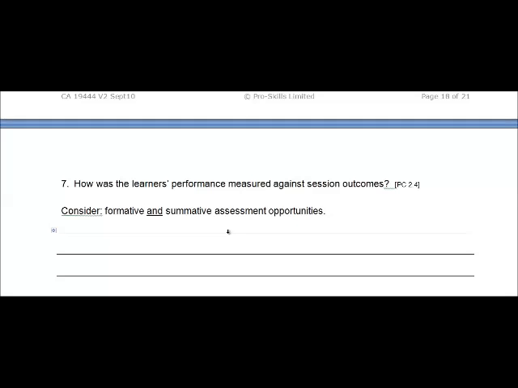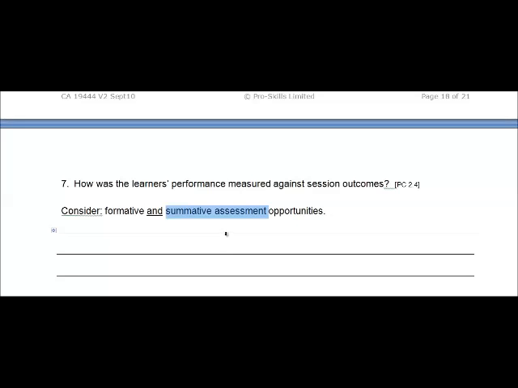And how was the learner's performance measured against the outcomes? So for this bit here, what kind of formative assessment methods and techniques did you use during that session to work out whether or not the learners actually understood what you were teaching them? And then what kind of assessment did you do at the end to work out did they actually learn what they needed to learn? Did they actually meet the objectives of the training session?